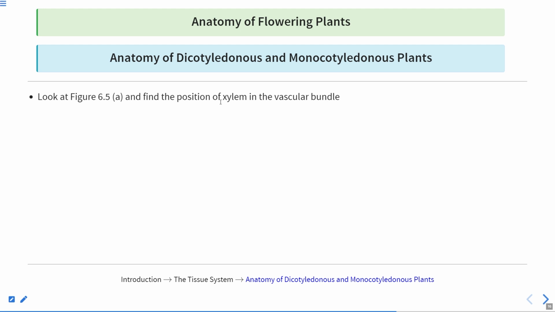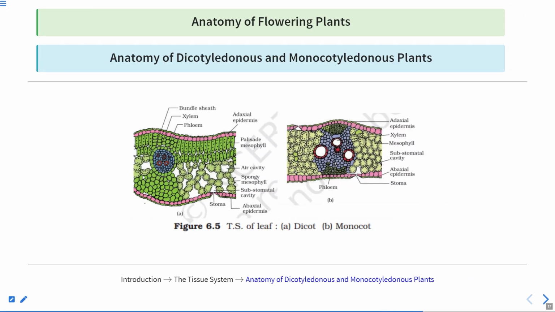We can see the figure that is showing the xylem in the vascular bundle. This is the dorsiventral structure of the dicot leaf. Here you can see the upper epidermis and here the lower epidermis. The lower epidermis shows the presence of stomata, and you can see two types of mesophyll cells: the palisade mesophyll cells, which show the presence of chloroplasts, and in between the palisade cells you cannot see any intercellular spaces, right?